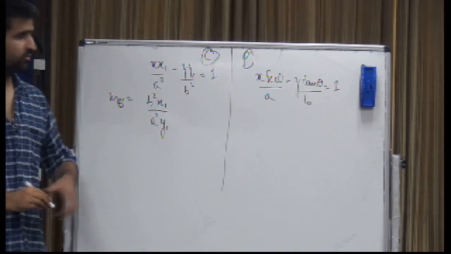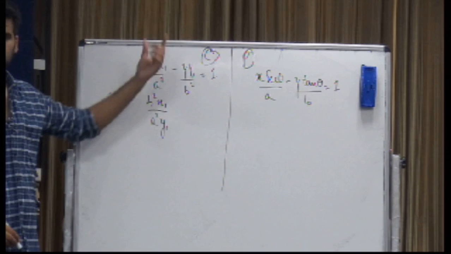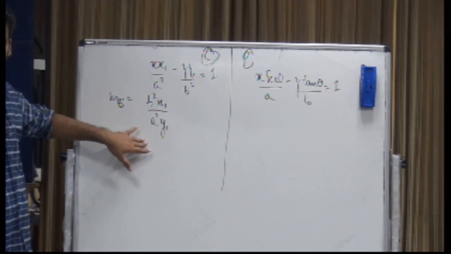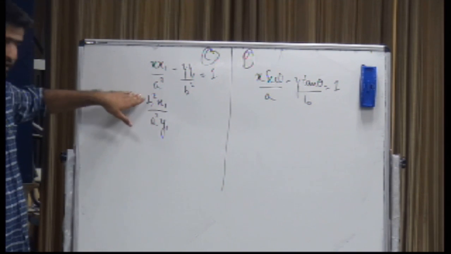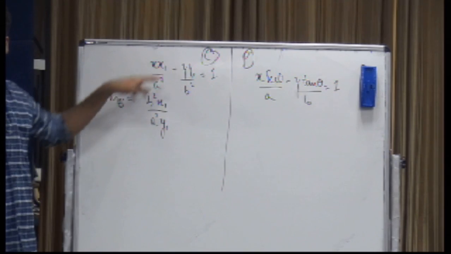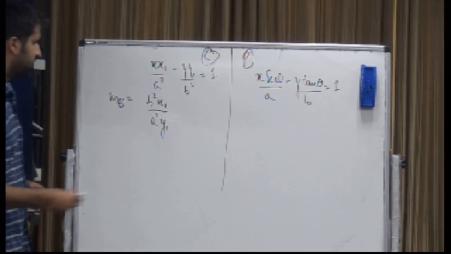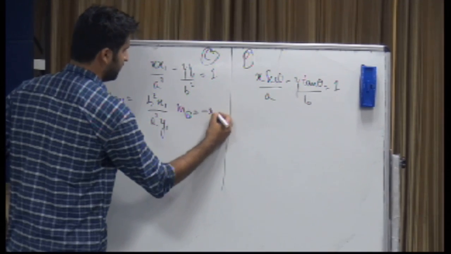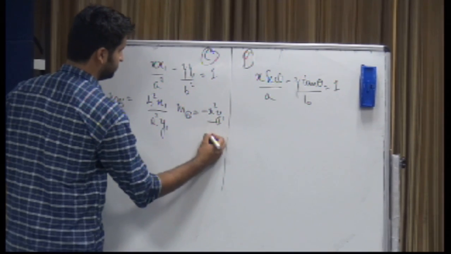So what is the slope? Minus the coefficient of x upon the coefficient of y. So coefficient of x is x1 upon a square. Coefficient of y is y1 upon b square with a negative sign, right? We already had a negative sign, so that's why it cancelled. So what is the slope of the normal then? Slope of the normal will be minus a square y1 upon b square x1.